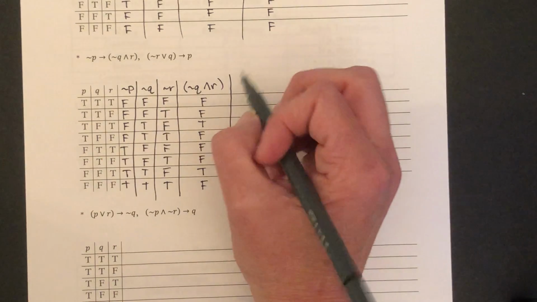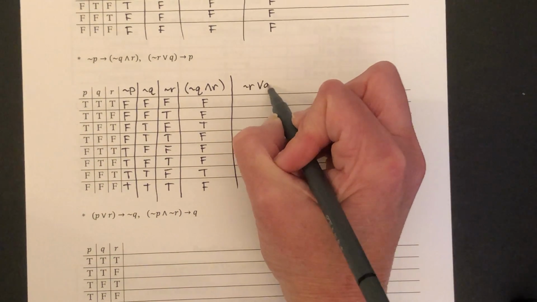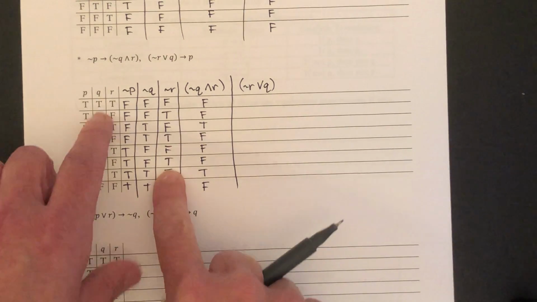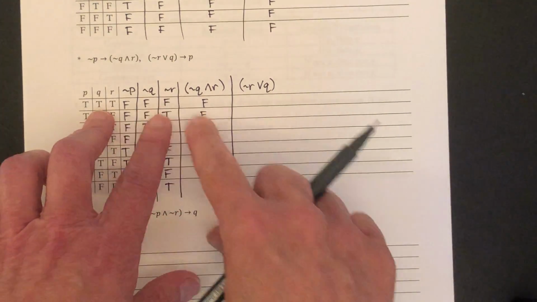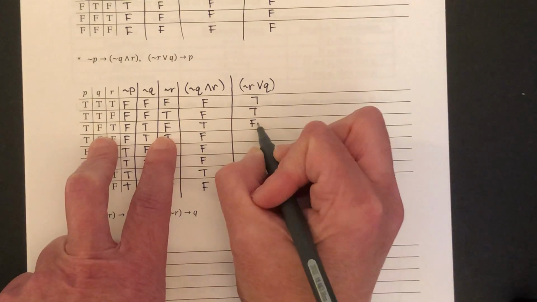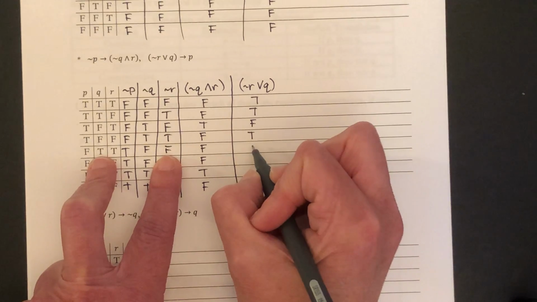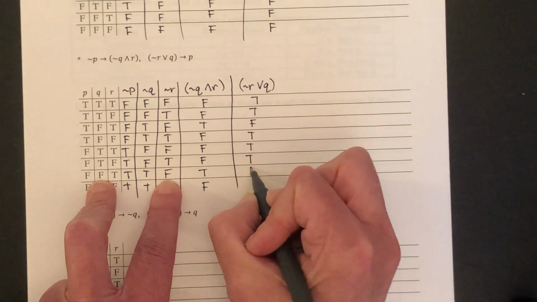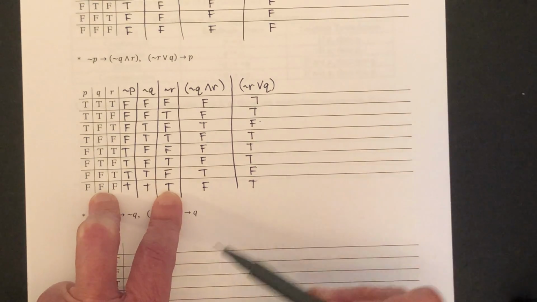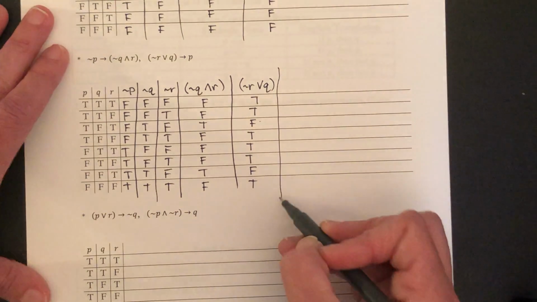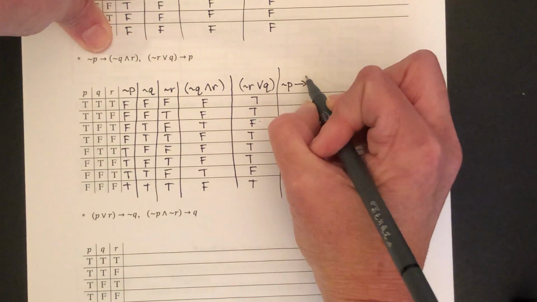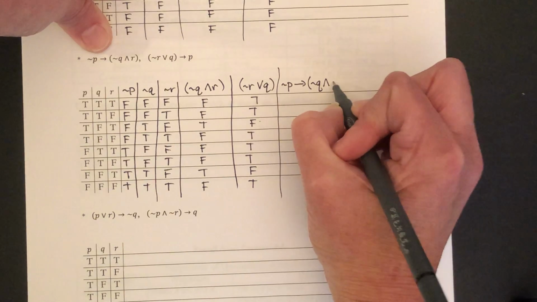Okay, now I need the not R or Q. Not R is this column, Q is here, so it's these two. And it's OR, so as long as I have a true value, it is true. So I have two false statements here and here. All right, now we are ready to do both of these in full. So I have not P. If not P, then not Q and R.